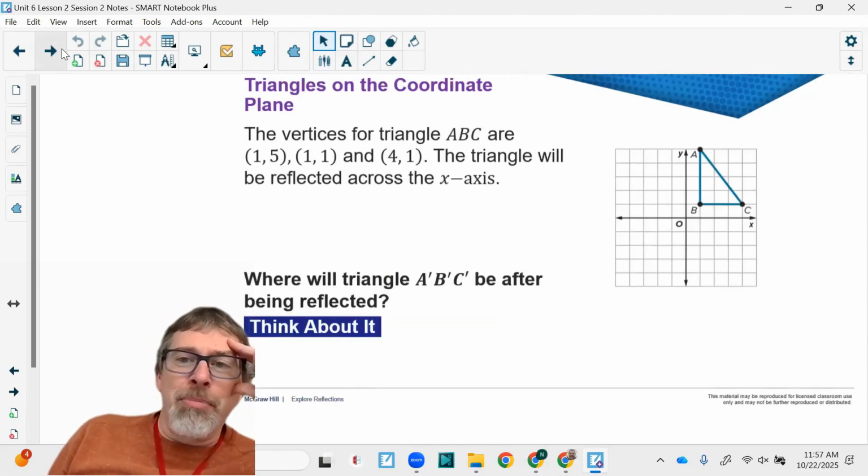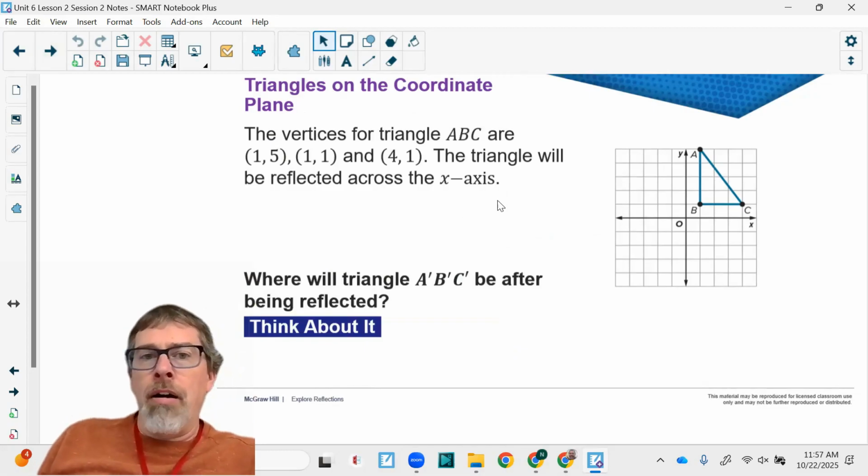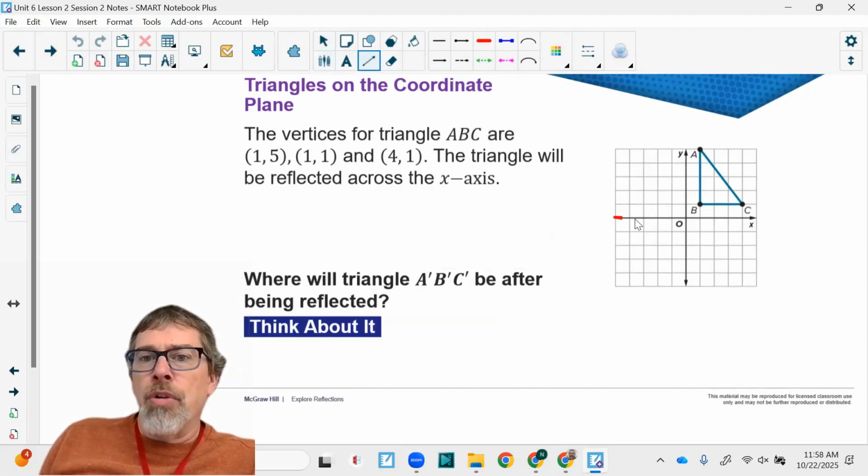Triangles on the coordinate plane. The vertices for triangle ABC are 1, 5. So that's A over 1, up 5. B is at 1, 1. And C is at over 4, up 1, 4, 1. The triangle will be reflected across the x-axis. So I'm going to highlight that with a red line. So we are reflecting across this x-axis.